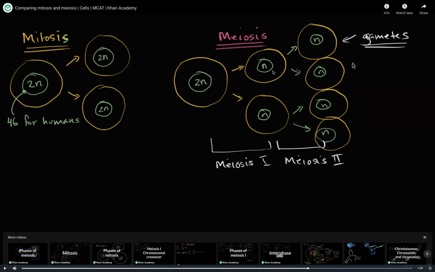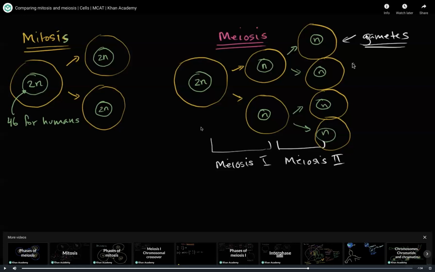And in female, it'll form an ovum or an egg. So this will be an egg, that will be an egg. And that's why you need 1 from your dad, 1 from your mom, and that makes you. So 1 N from your mom, 1 N from your dad makes 2 N, and 2 N is 46 chromosomes.